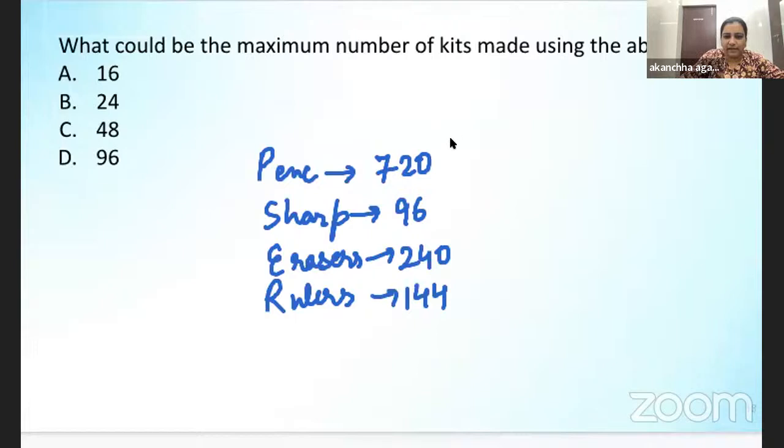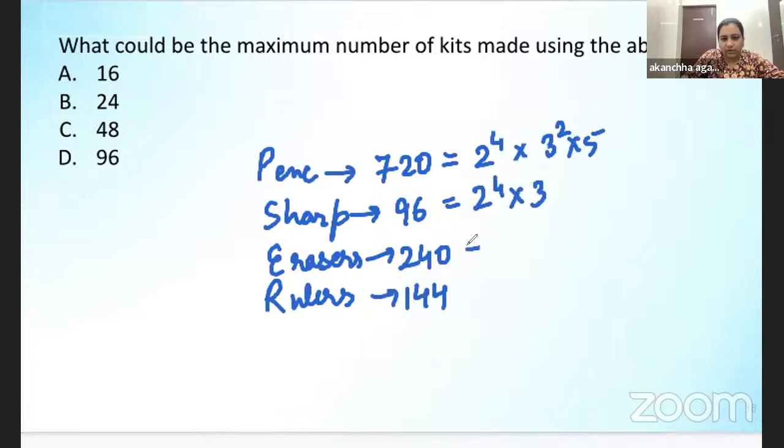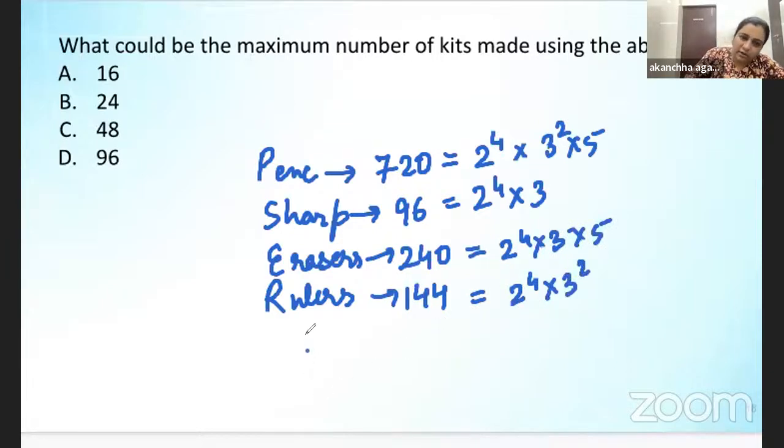So if I write the prime factorization of 720, it will be 2 to the power 4 times 3 squared times 5. For 96, it will be 2 to the power 4 times 3. For 240, it will be 2 to the power 4 times 3 times 5. And for 144, it is 2 to the power 4 times 3 squared. Right? Now from here, we have to find HCF.